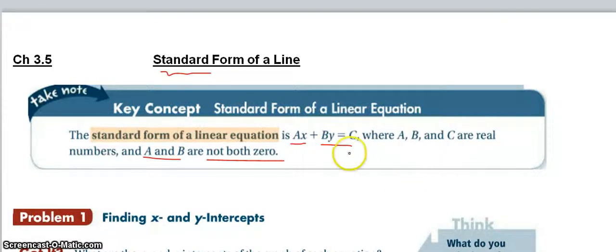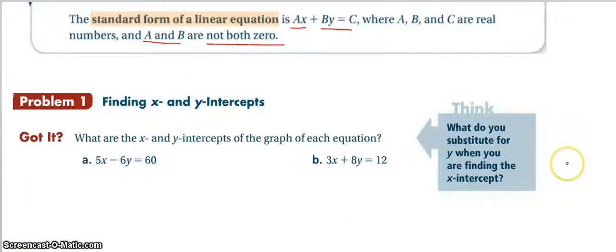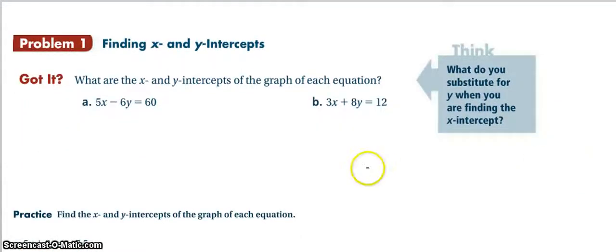Now, why do we use standard form of a linear equation? What does it do that my other forms can't do? Well, the first thing that's the easiest to do with it is find your x and your y intercepts. Now, how could we do this?